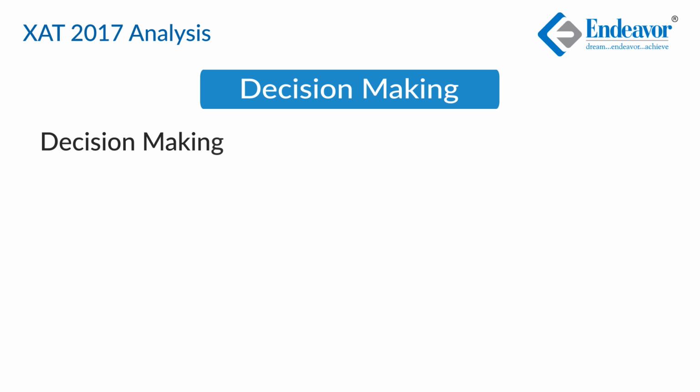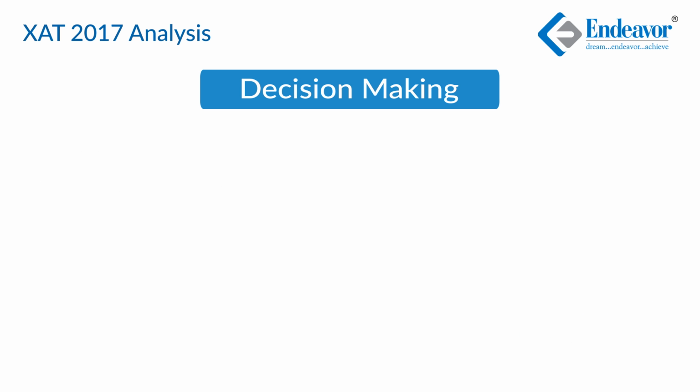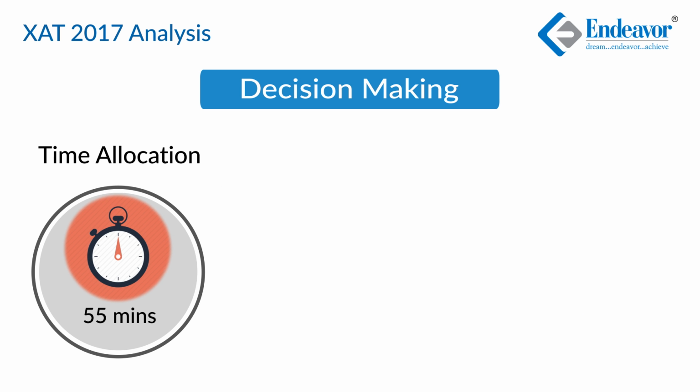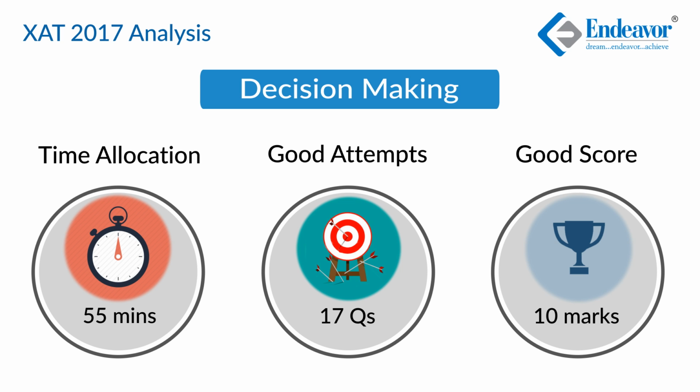As far as the decision making portion was concerned, there were caselets of 1, 2 or 3 questions each. Overall, this section was of moderate difficulty level, and in a suggested time of 55 minutes, approximately 17 attempts were possible. A good score in this section can be considered to be a 10 for an equivalent of a 98 percentile.